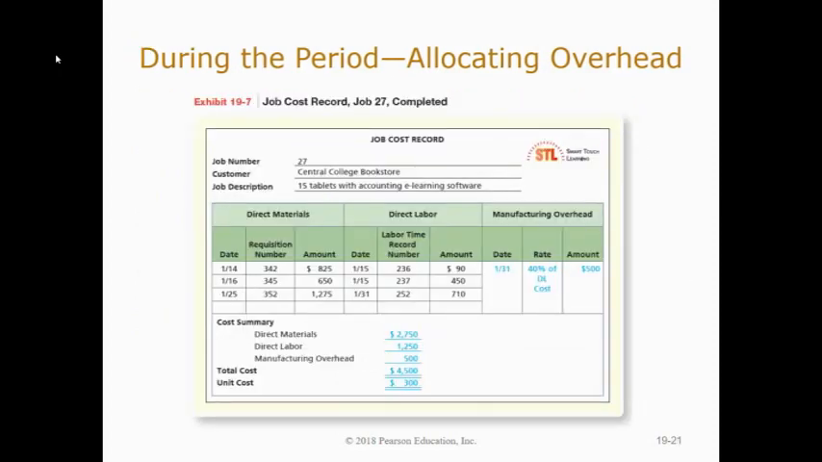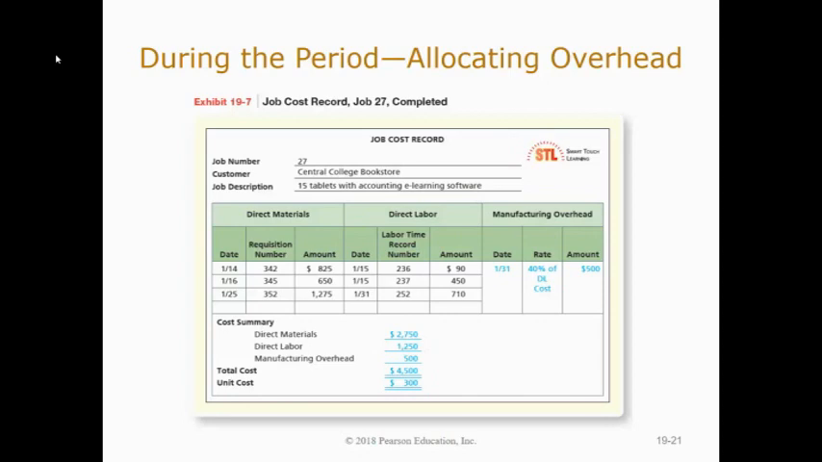And in its finished glory, here is our job cost record. Every time that Smart Touch requisitioned materials here, it went into the direct materials column on this particular job cost record. They had 3 requisitions. The first one was for $825, which we already recorded. And there's another one for $650 and one for $1,275.